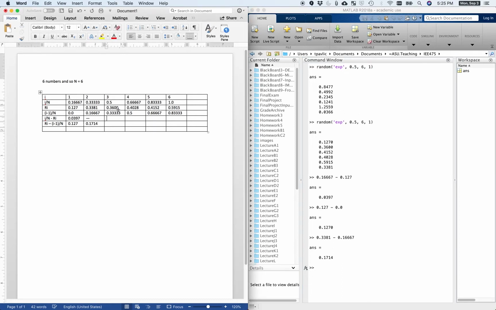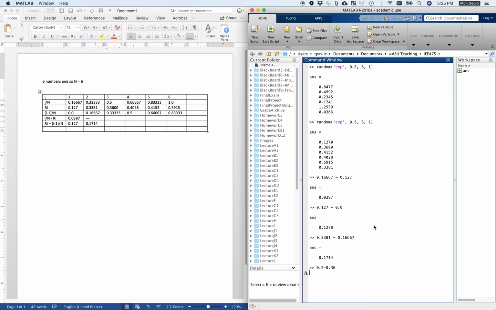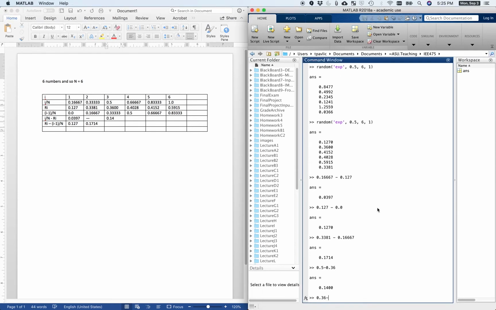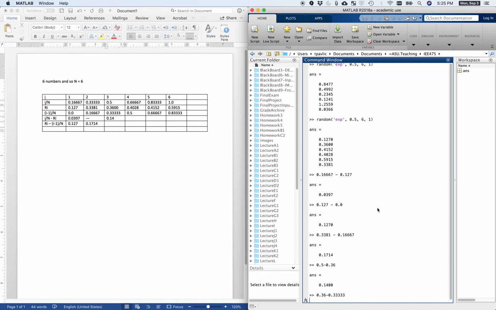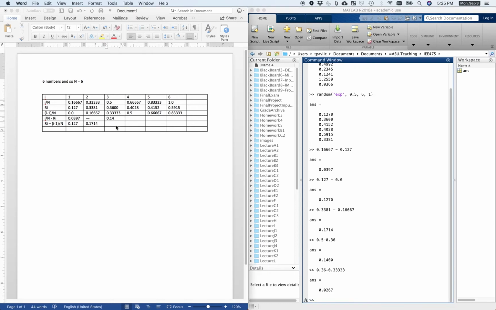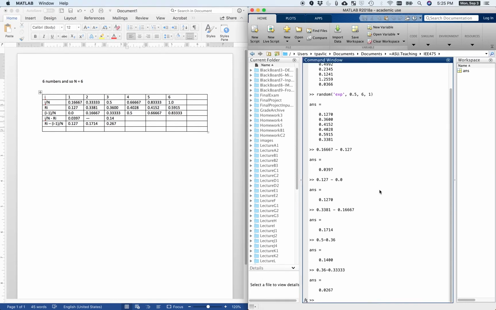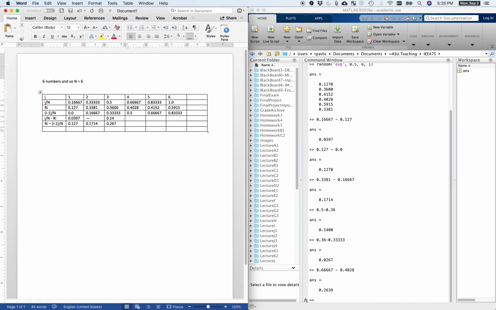All right, so go over here, 0.5 minus 0.36, 0.5 minus 0.36, and that's 0.14. 0.36 minus 0.3333, 0.267. We're almost done. So then again, you can imagine if you did this in a spreadsheet, then all this math could be done for you. I'm just kind of doing it all by hand so everybody sees what's going on.